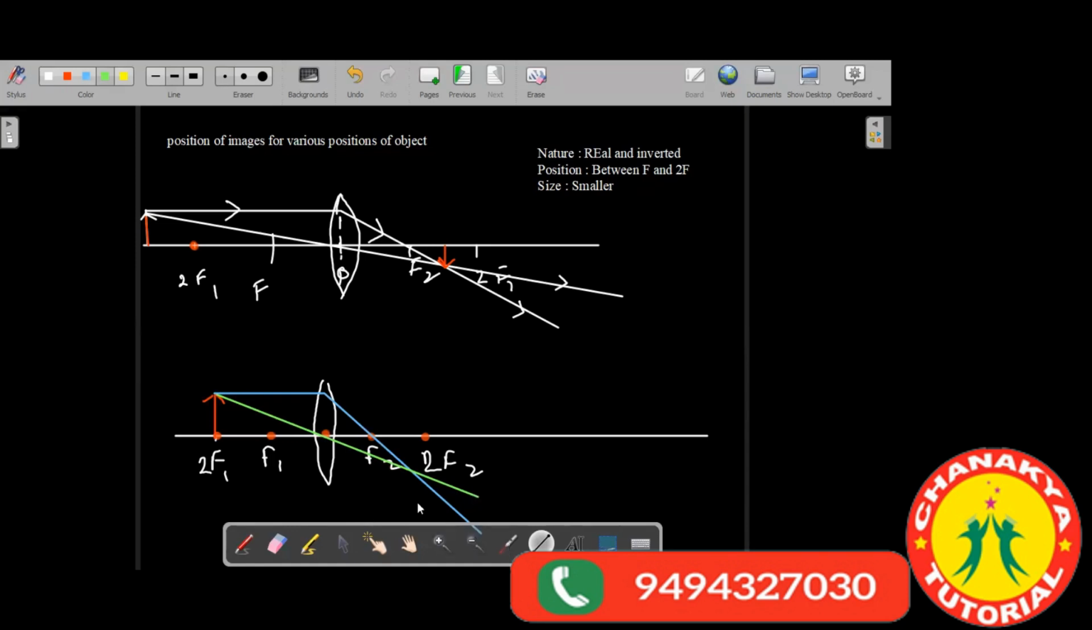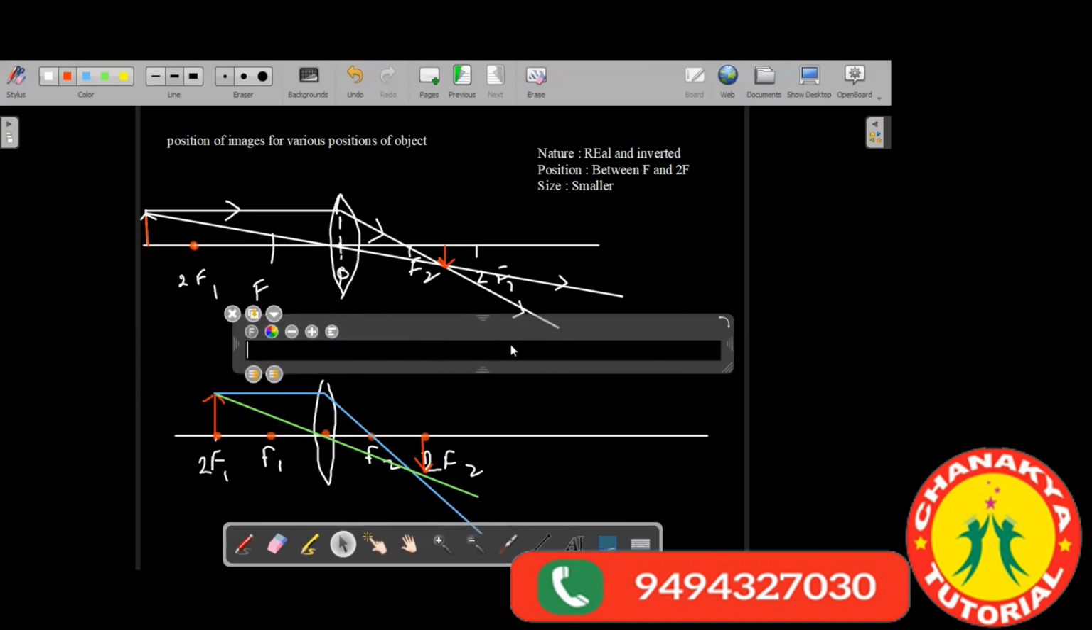You should be getting the image formed at 2F, like this. So this should be the image. If you are using a proper scale, proper measurements, you will get the exact measured value. You will get your image at exactly 2F. So here we have kept the object at 2F, and now we need to put the image characteristics.